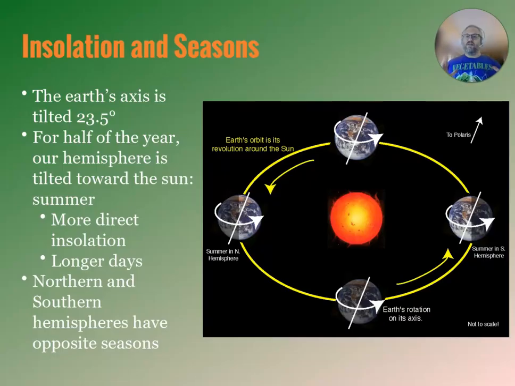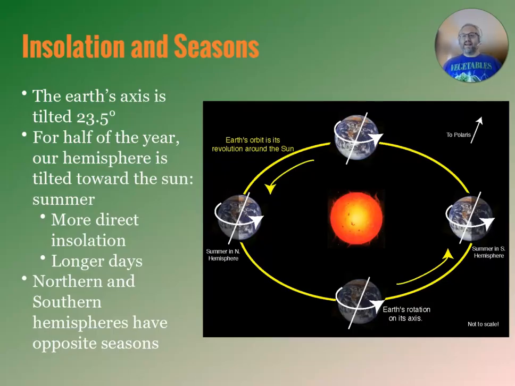So when your hemisphere is tilted towards the sun, the sun is farther overhead. The sun rises higher in the sky during the summer than it does in the winter, so we get radiation that's coming down closer to directly overhead. Here at Slippery Rock, we're far enough north that we never get the sun directly overhead, but it's still higher in the sky and closer to vertical during the summer. So we're getting that more direct insolation. It's more concentrated energy, and we also have longer days.